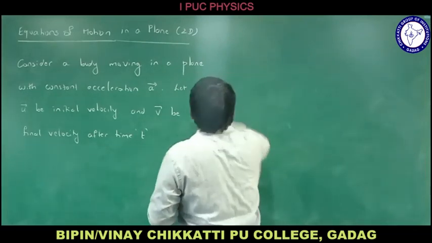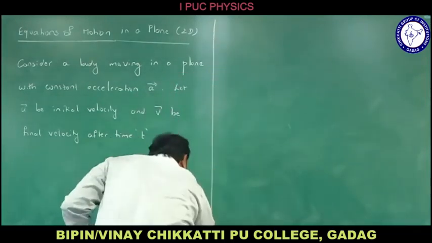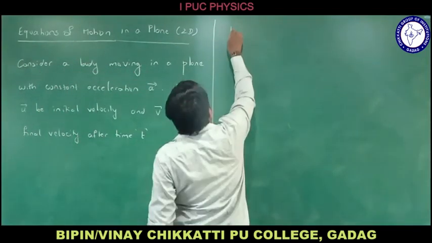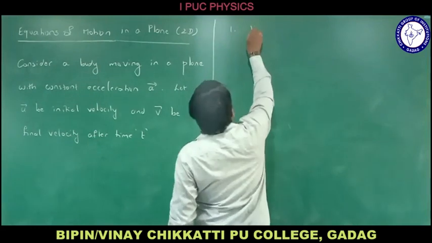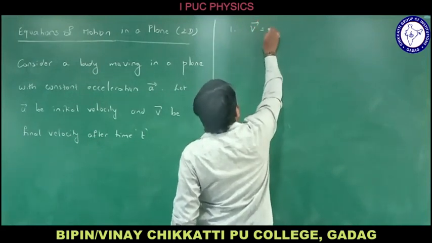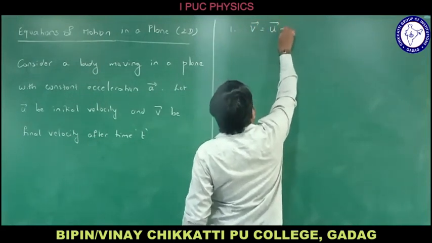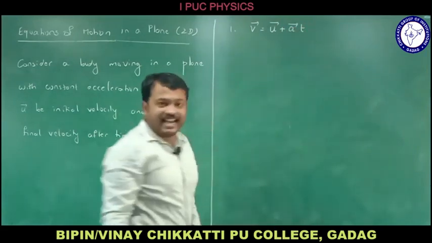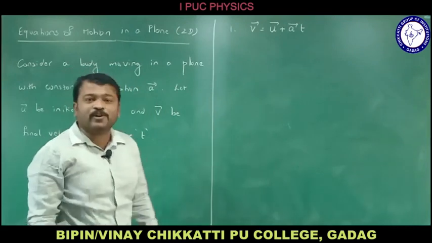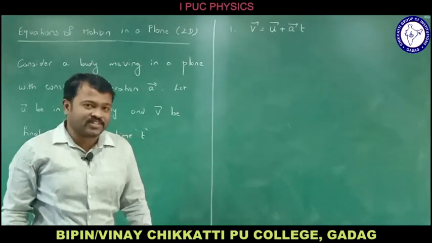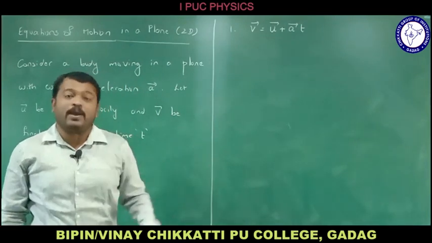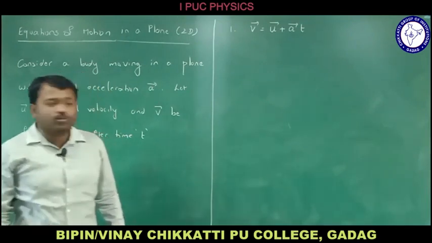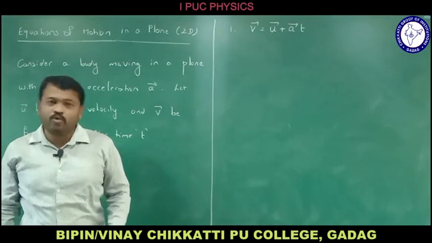Let me write these equations in terms of two dimensions now. Let me begin with the first one, that is the first vector equation. So what is the formula? That is v, a vector quantity, is equal to u, a vector quantity, plus a, acceleration is a vector, t is a scalar. So what is the equation? v is equal to u plus at. But we will be writing it in terms of two dimensions now. Let me write v is equal to u plus at in terms of two dimensions.